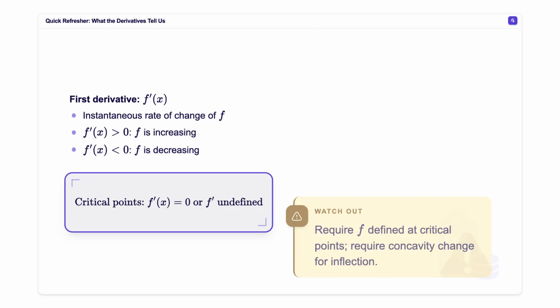Critical points happen where f prime of x equals 0, or where f prime is undefined, as long as the original function f is actually defined there. These are the x values where a local maximum or minimum might occur.